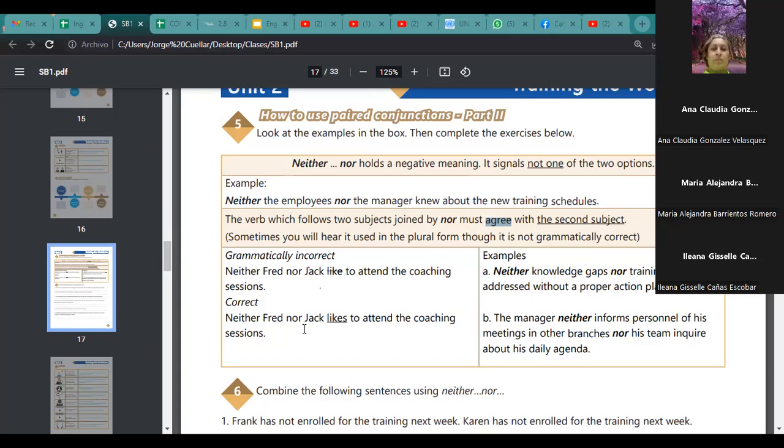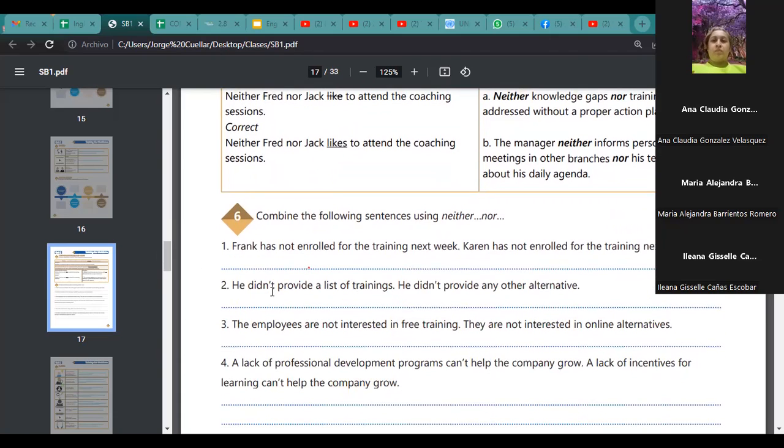Let's see if there is any other. Inquire. What is to inquire? Similar to ask. Very, very good. Perfect. So now we're going to do the exercise 6.